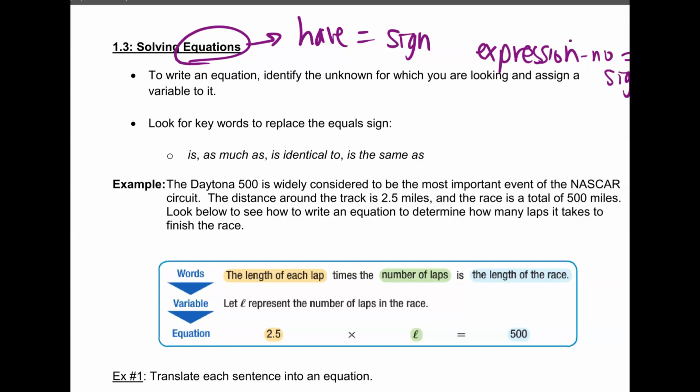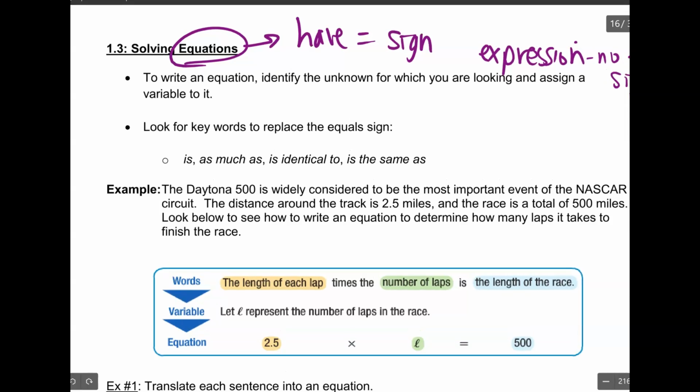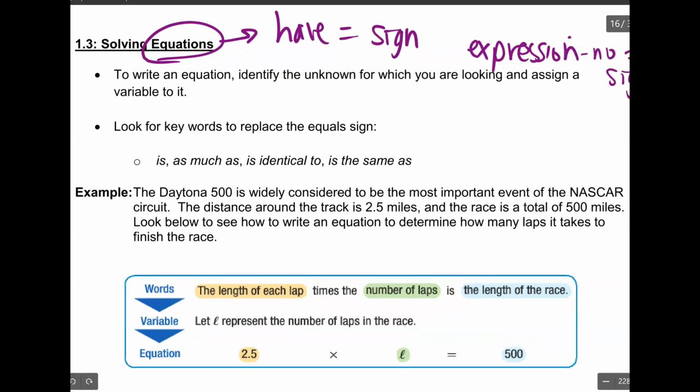Okay, so equations have an equal sign, expressions have no equal sign. To write an equation, you identify the unknown for what you're looking for, and assign a variable to it. So for instance here, in 62, Ruby assigned a variable C to cashews, A to almonds. That was wonderful, right? She picked A, cool, it stands for almonds, that's rad. And look for keywords to replace the equal signs. Is, as much as, is identical to, is the same as, equals, those all mean equal.